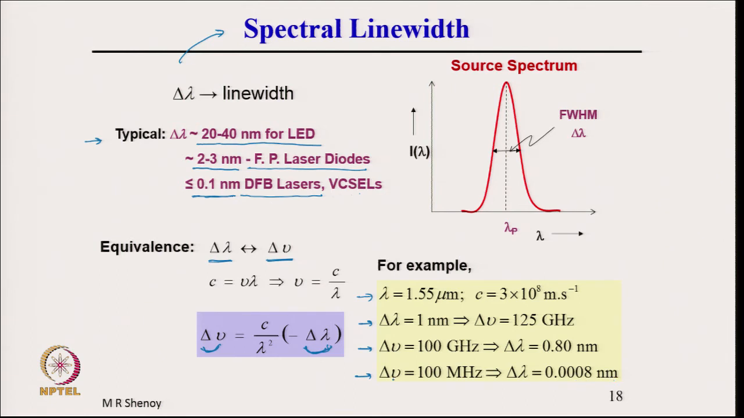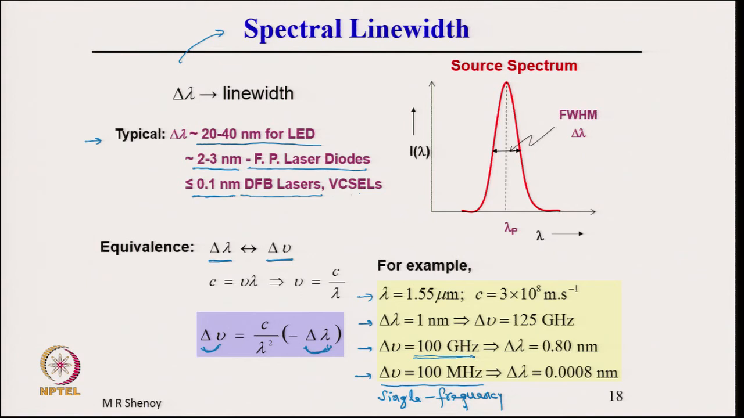Now, why these two numbers I have taken? If you take a single frequency laser, delta nu is typically, so this is for single frequency laser, 10 megahertz to 100 megahertz for single frequency laser. So, in the case of a single frequency laser, the line width of the source is much smaller, of the order of 0.0008 nanometer. And why did I take 100 gigahertz?